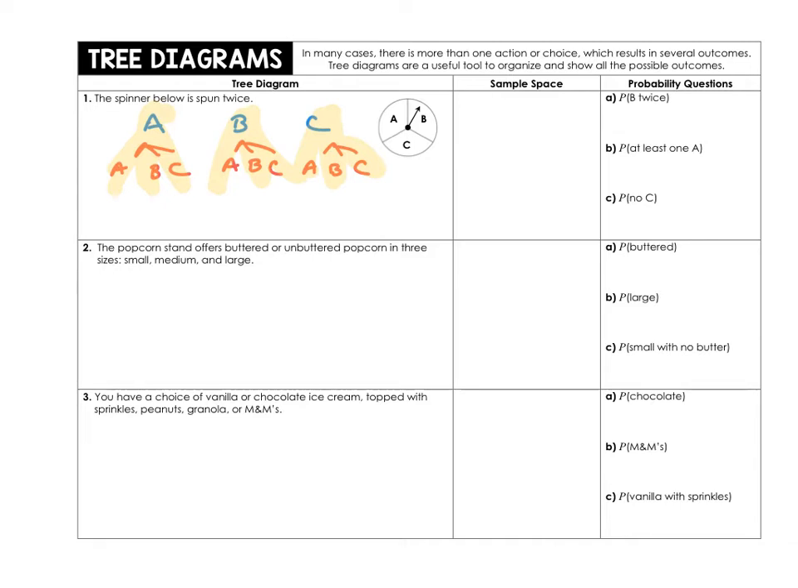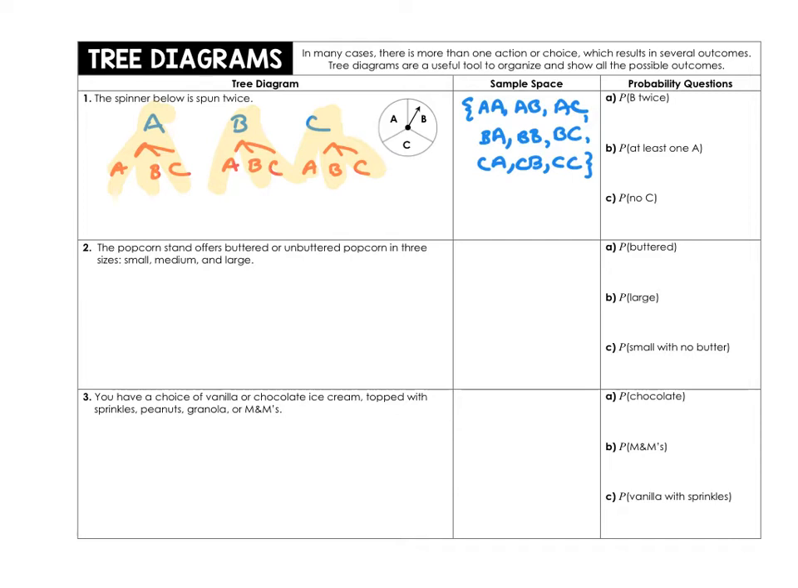Okay, so then if I was to go over here and list my sample space, those are the possible outcomes I could have. Remember, we had the fancy bracket. So I've got AA, AB, AC, BA, BB, and BC. And then I've got CA, CB, and CC. So that's my sample space. Those are the 9 possible things that could happen if I were to do that spinner twice.